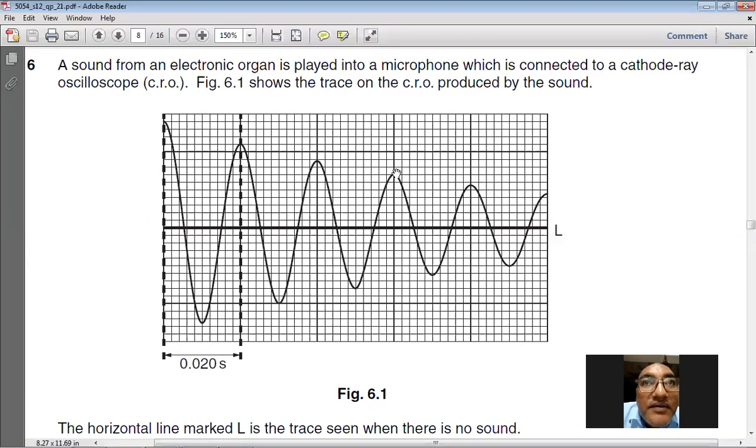So here the amplitude has become half of its initial value. The initial value of the amplitude was 14 small squares, and here the amplitude is 7 small squares. So the amplitude here has become half of the initial value. So what's the time here? This is 0.02, so this will be 0.04, and this will be 0.06. So at the time 0.06 second, the amplitude has become half of its initial value.